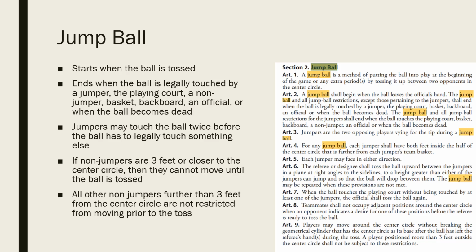If non-jumpers are 3 feet or closer to the center circle, then they cannot move until the ball is tossed. All other non-jumpers further than 3 feet from the center circle are not restricted from moving prior to the toss, as described in Article 9 of the rule. Other restrictions include Article 8, where teammates shall not occupy adjacent positions around the center circle when an opponent desires for one of those positions before the referee is ready to toss the ball.